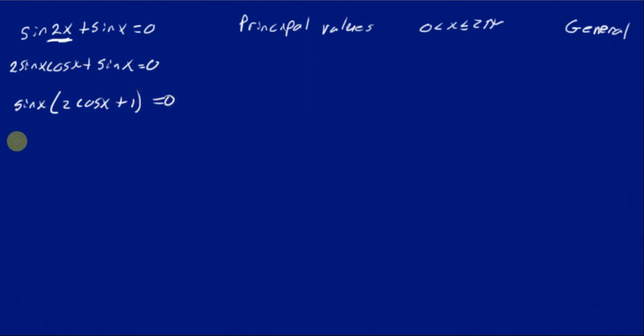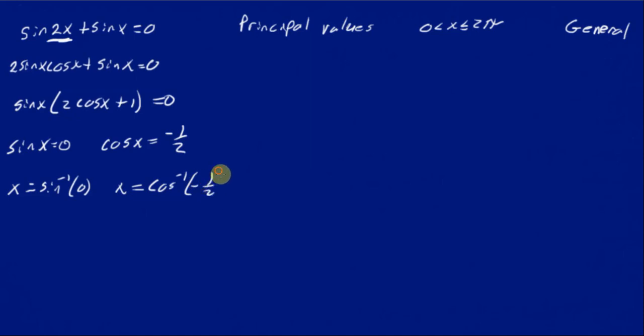Now we're going to set each factor equal to 0. So the sine of x is equal to 0, and 2 cosine x plus 1 is equal to 0. That's going to give me the cosine of x is equal to, subtract the 1, divide by 2, negative 1/2. So x is equal to the inverse sine of 0, and x is equal to the inverse cosine of negative 1/2.